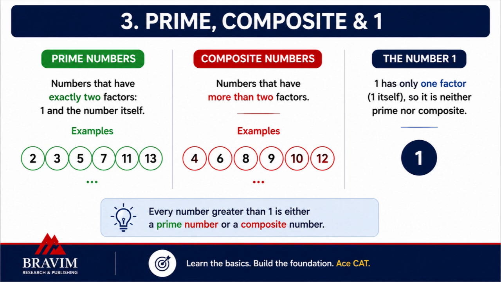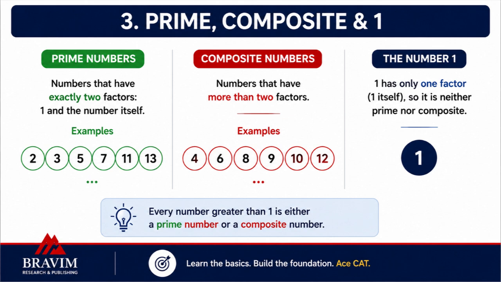Now let's look at composite numbers. These have more than 2 factors. Examples include 4, 6, 8, 9, 10, and 12. Since these numbers can be divided by numbers other than 1 and themselves, they are composite.